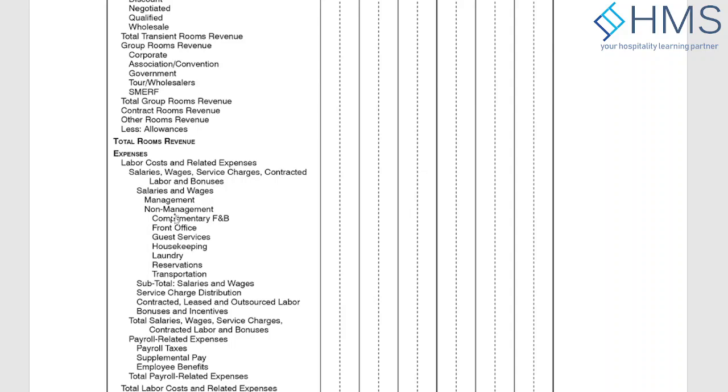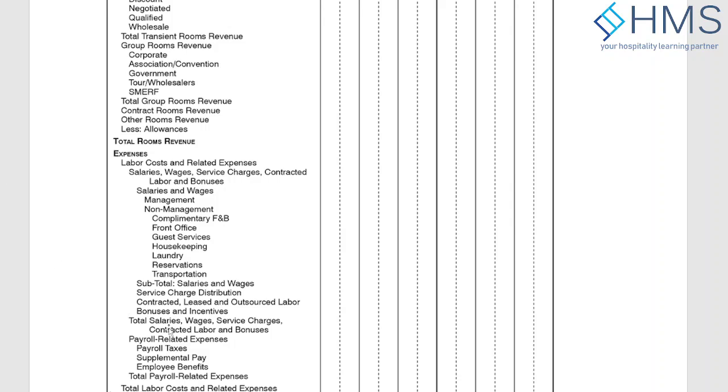Then you have expenses. One of the major costs of the rooms of the hotel is labor. So labor again is divided into details so that we can understand how the labor cost is structured and how it is different from other hotels, and where the opportunities are for the hotel to optimize performance or productivity. So labor cost again is divided into salary, wages, service charge, contract labor, bonus. So that's salary and wages.